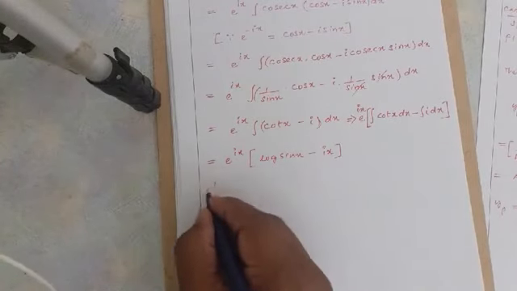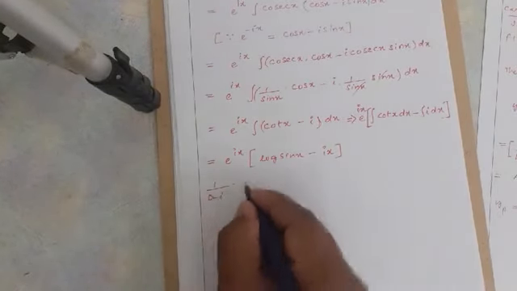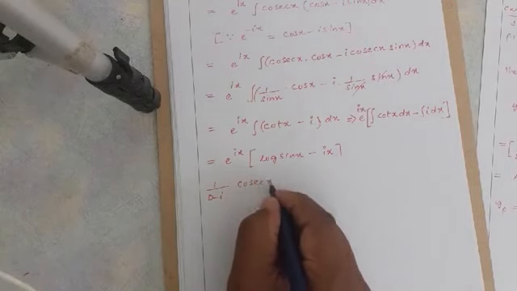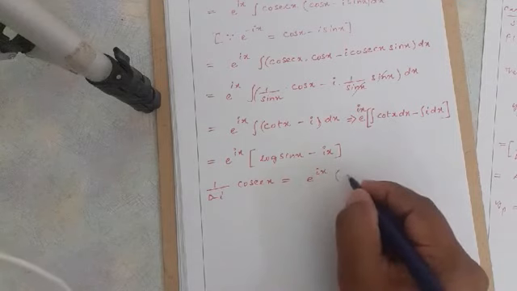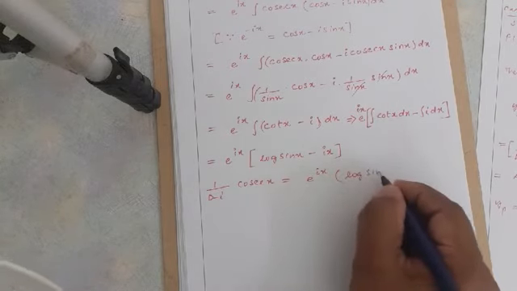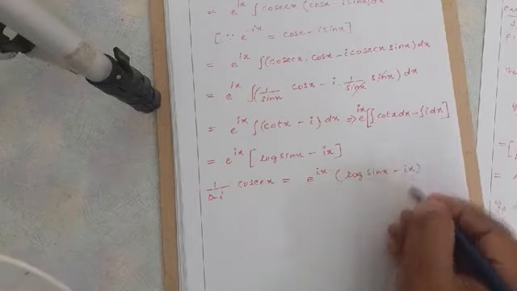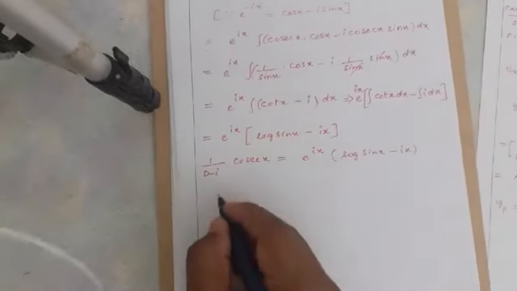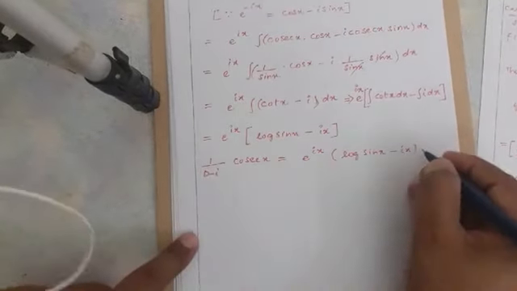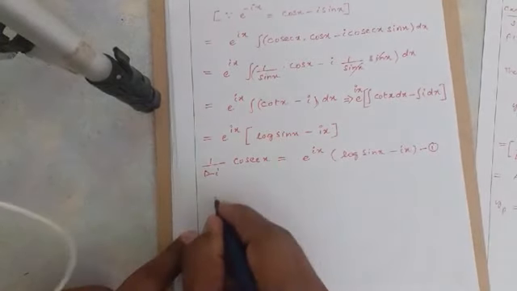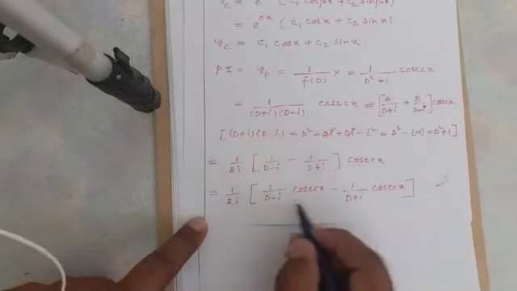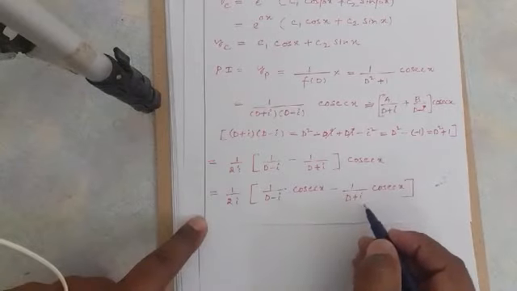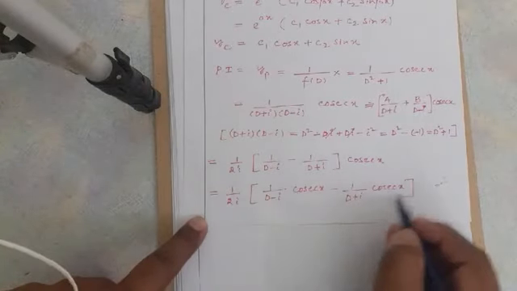This is the term we got for 1 upon D minus I cosec x, which is equal to e power ix in bracket log sin x minus ix. You can take this as equation 1. Now, because in the problem we got 1 upon D minus I cosec x and then 1 upon D plus I cosec x, we have to find this one now.